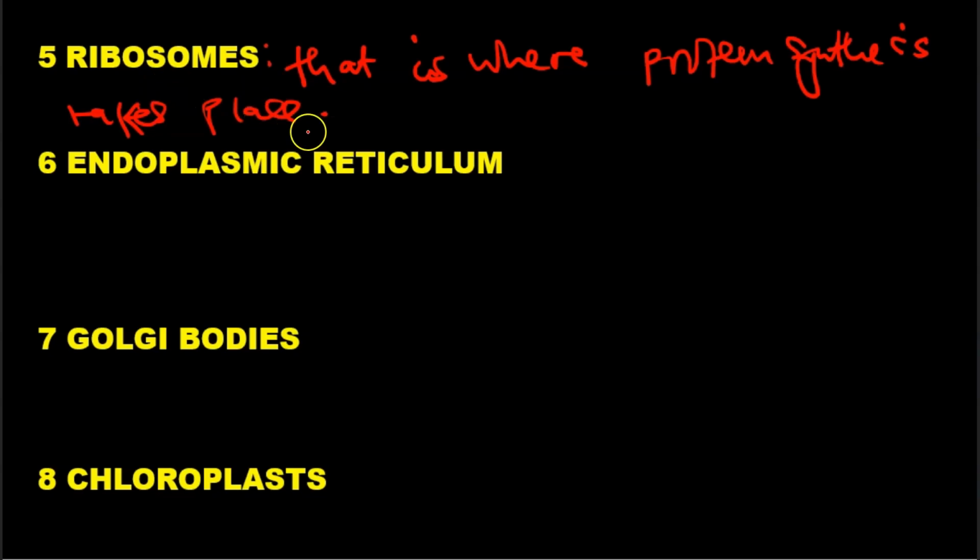So for the endoplasmic reticulum, ER, we have two of them. That is the rough ER, R for rough, endoplasmic reticulum, and the smooth endoplasmic reticulum. What is the function of the endoplasmic reticulum?